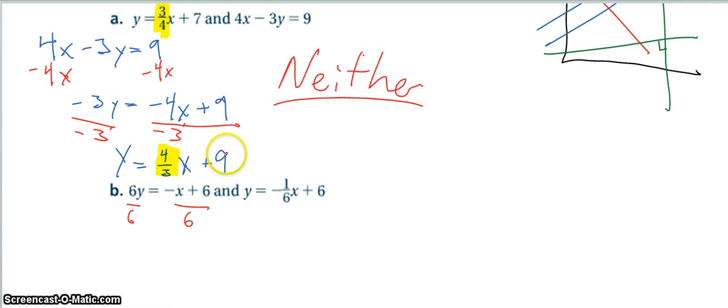So this 9 was actually not a 9. That should have been 9 divided by -3, which is a -3. So we can go ahead and erase that and fix that with a -3. Now the y-intercept does not really come into play that much, so still these are neither parallel or perpendicular just by looking at their slopes.